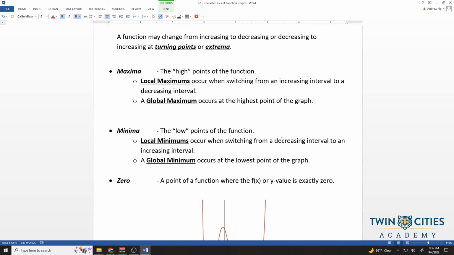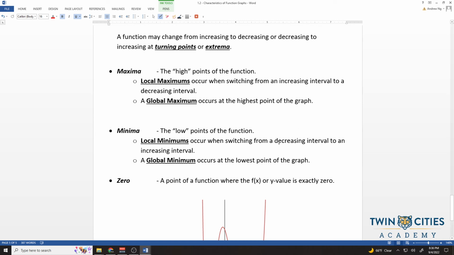And a zero, now this isn't really an extrema, but just thought I'd throw this out there too. This is where the graph hits the x-axis. This is where the f of x or y value is exactly 0.